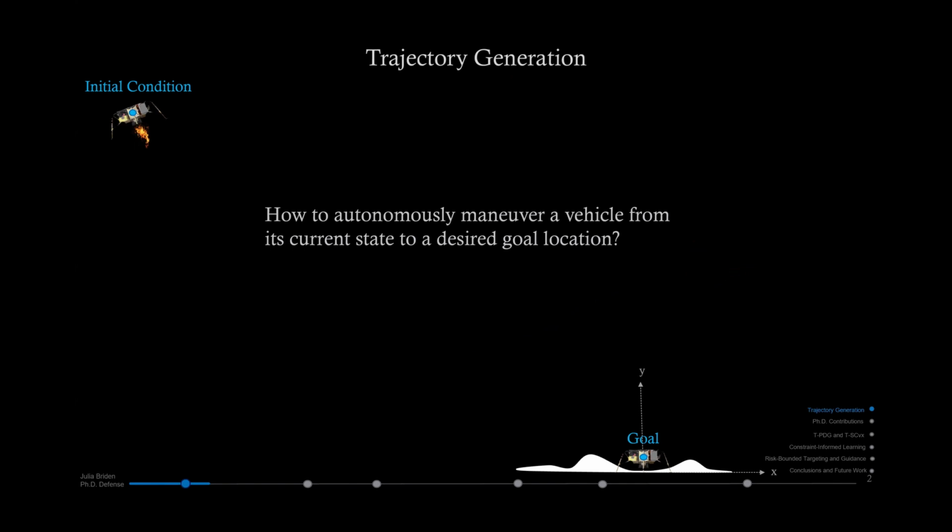So the overall topic of this dissertation is on trajectory generation, with the goal of being able to autonomously maneuver a vehicle from its current state to a desired goal location. And this goal location is denoted using targeting. So targeting is kind of selecting that goal location.